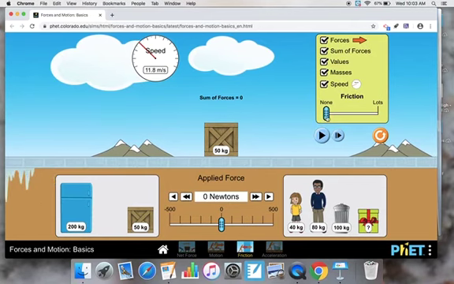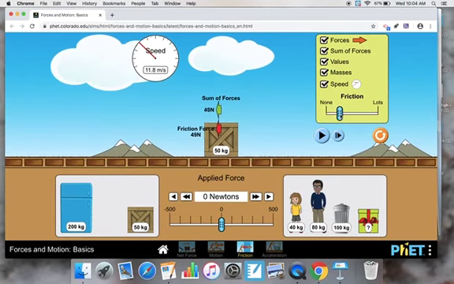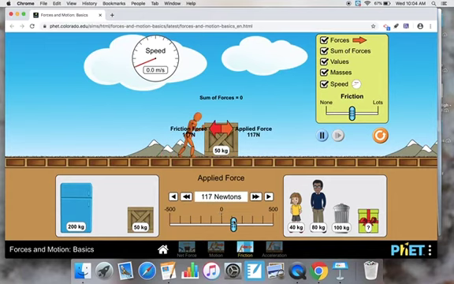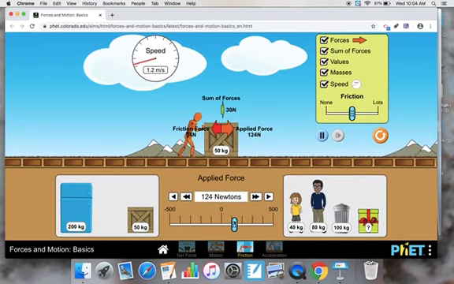However, if we increase the amount of friction and then apply that force, notice how right now the applied force and the friction force are equal and the sum is 0, and that's resulting in no motion. So in order to get that object to move, you actually have to apply enough force to overcome the force of friction that's keeping it in place. So slowly, there we go, we've reached that sweet spot.